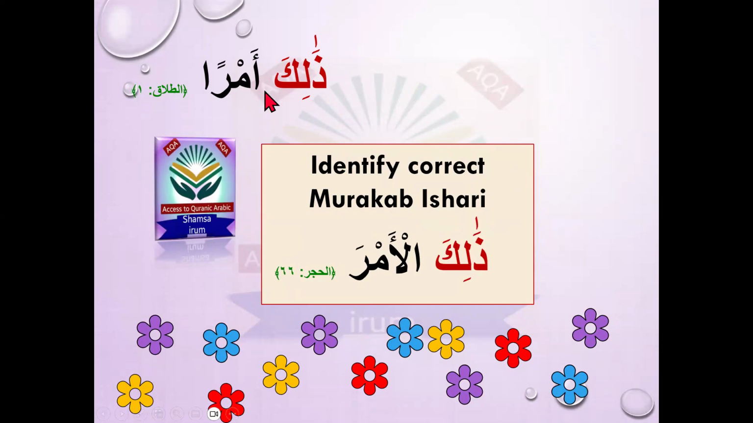What's the reason it's not murakkab ishari? Because the second part is not musharun ilayh. And how do you know that it's not musharun ilayh? Because it is not definite by al. There is no al in the beginning, so it means it's not the second part of the demonstrative phrase. So that's why it is not murakkab ishari.